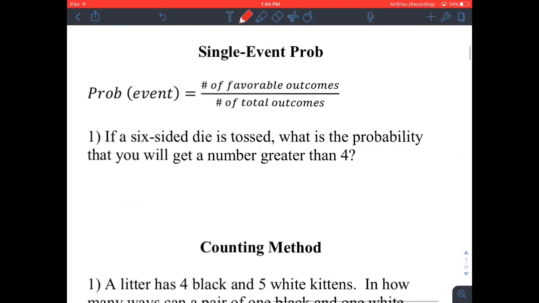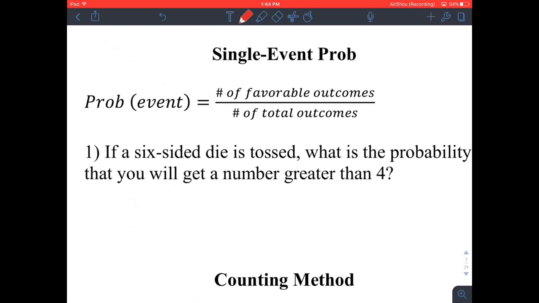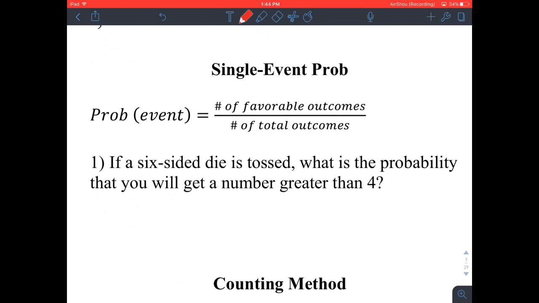Probability of a single event. The probability of something happening is the number of favorable outcomes divided by the total number of outcomes. Example, a 6-sided die is tossed. What is the probability that you will get a number greater than 4?